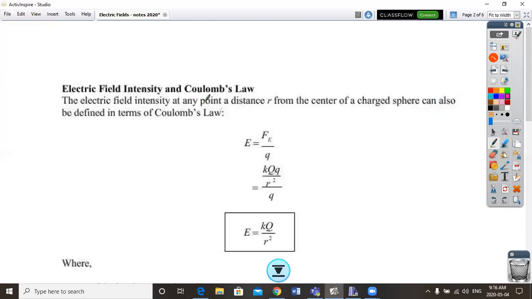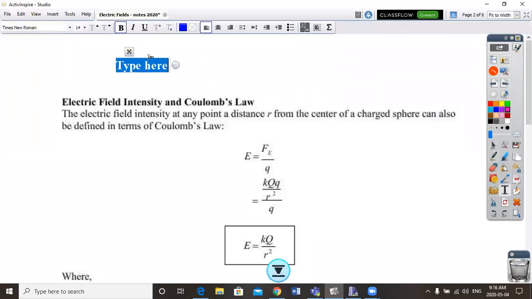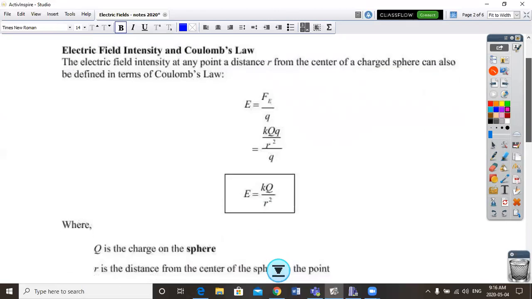Okay, so how about a non-uniform electric field? So how about electric field around a point charge? The electric field around a point charge is non-uniform. So there has to be a different definition, and we use Coulomb's law.